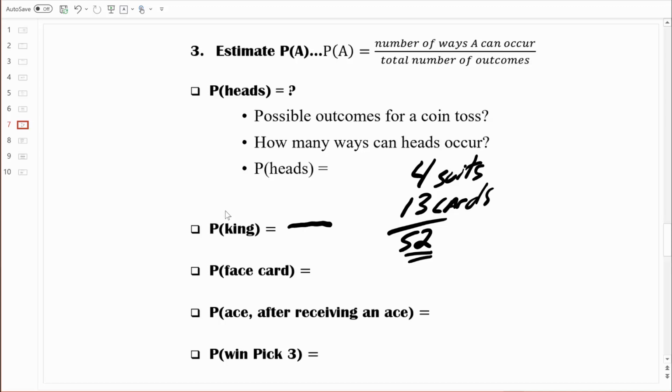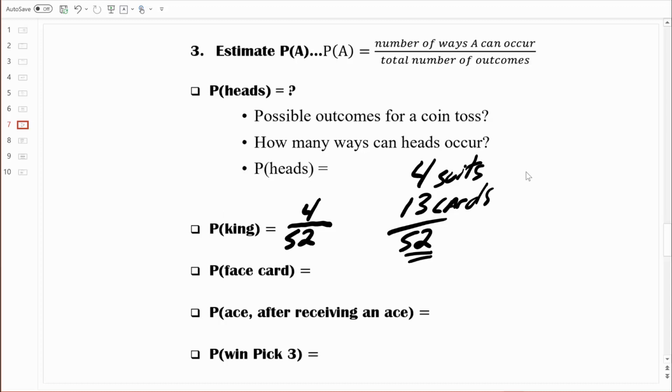Let's talk about the numerator of that fraction. We need to determine the number of ways that a king can occur. Well, there are 4 different kings because there's a king of hearts, a king of diamonds, a king of spades, and a king of clubs. So there are 4 different ways that a king can occur. And then we have to figure out what are the total number of all outcomes in a deck of cards. So when we randomly select a card, how many different cards could come up? How many outcomes are there? There are 52 overall.